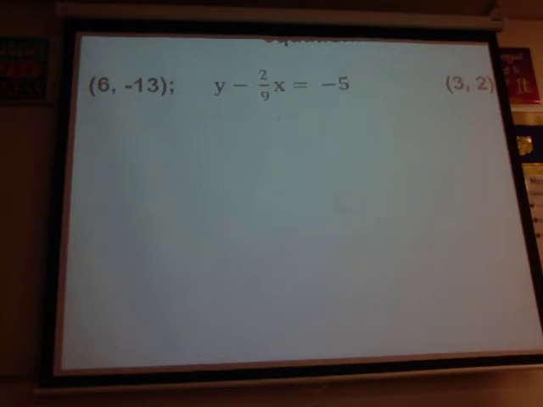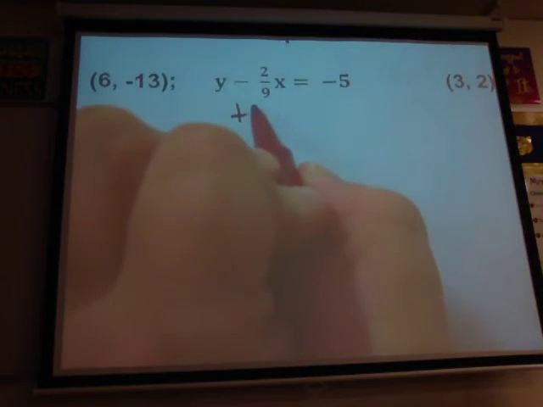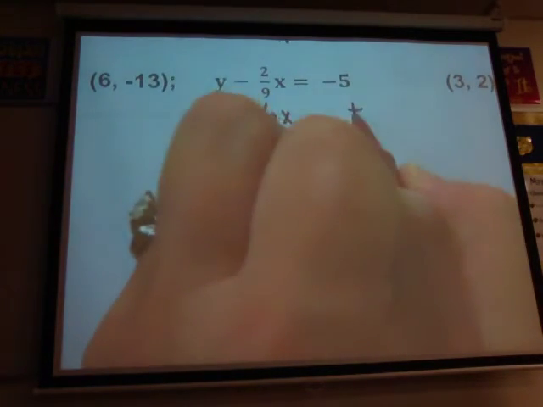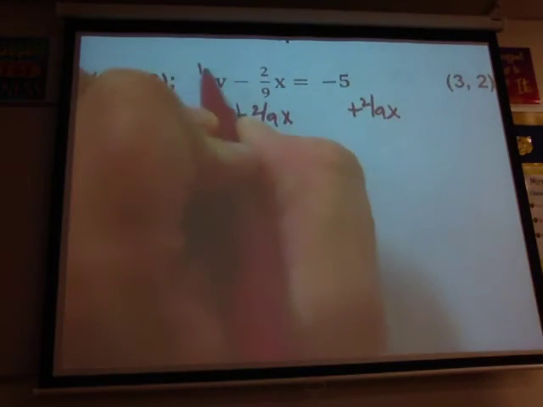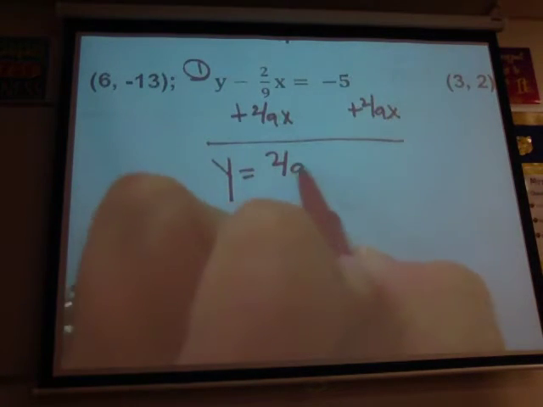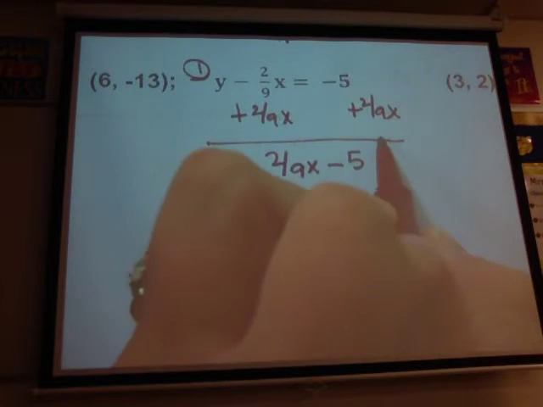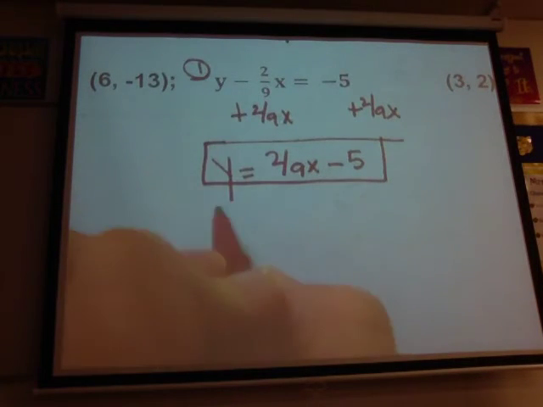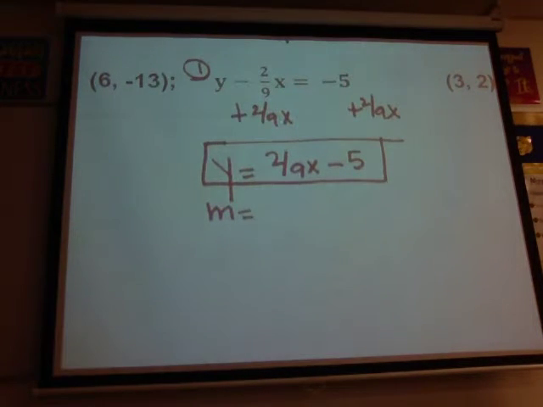Alright. So, is y by itself? No. So how do I get it there? Add 2/9 x. Is this any different from the other step 1? No. So I have y equals 2/9 x minus 5. What's my slope? 2/9.